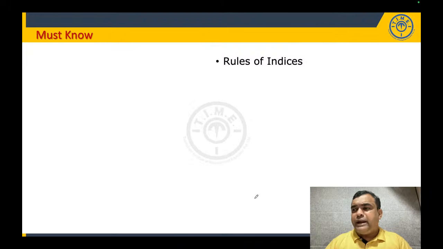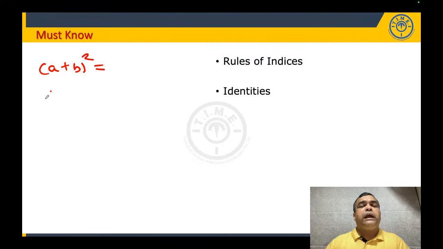Few other must know part. Somebody might feel these are the very, very basic things, but I'm telling you, if you do this part before starting, your quant solving will be easier, because these act as speed breakers or hurdles while solving the quant questions. I should know the rules of indices. I should know the identities. Identities means a plus b the whole square, a minus b the whole square, and so on. All these rules.